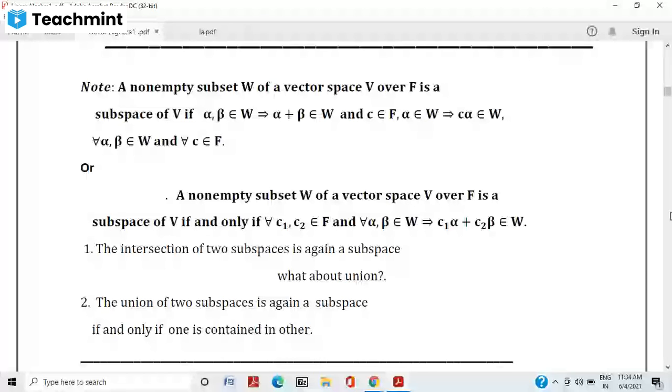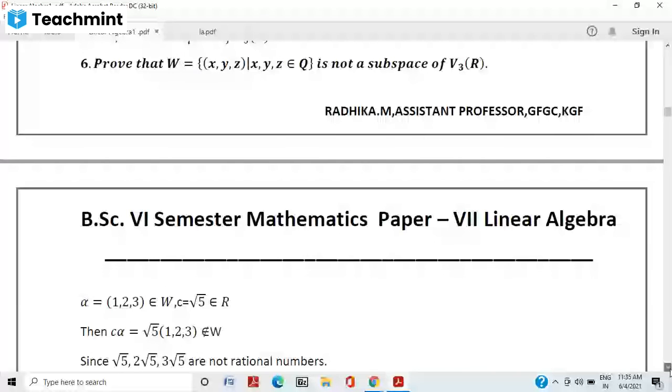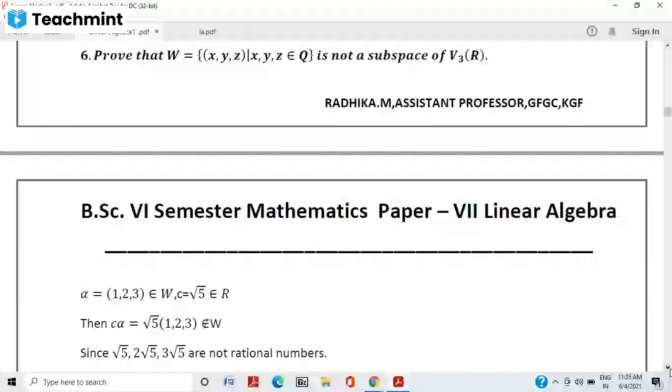Two more problems are there. Prove that W equal to the set of all (x, y, z) belonging to Q is not a subspace of V3 of R. Here the elements are of the form (x, y, z), and all the elements are rational numbers. Here the field is R, that means the set of real numbers. Then we have to show that it is not a subspace.